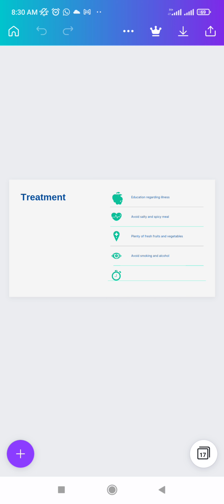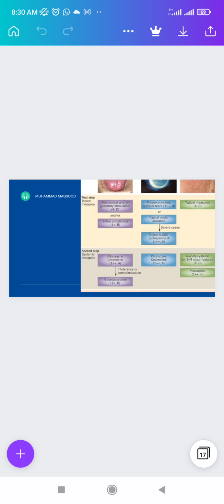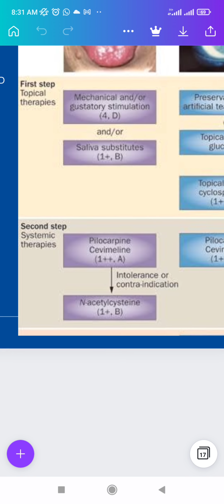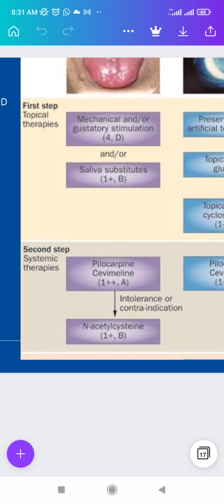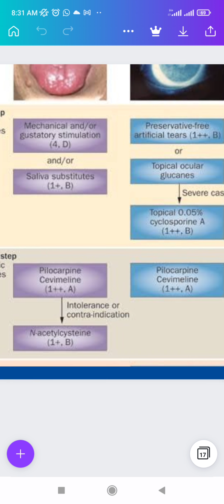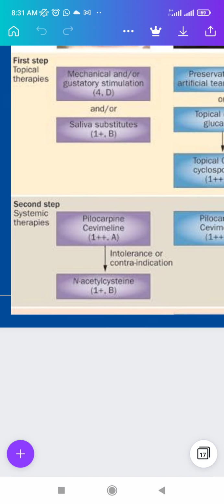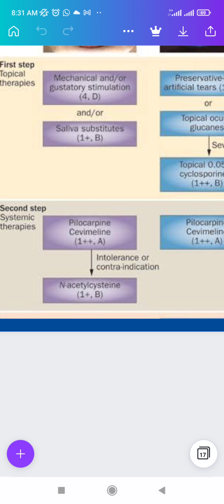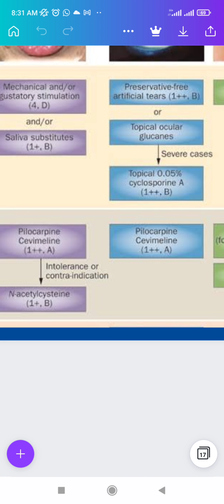Obviously, if the patient has anxiety, then treat with an SSRI or anxiolytic. And if there is primary Sjogren or disease of the salivary glands, then treat according to the patient's symptoms. In the first step, there will be topical therapies, in which mechanical and gustatory stimulation and saliva substitutes are used, and in the second step we will use pilocarpine or cevimeline. If the patient has intolerance or contraindication, then we can use N-acetylcysteine.